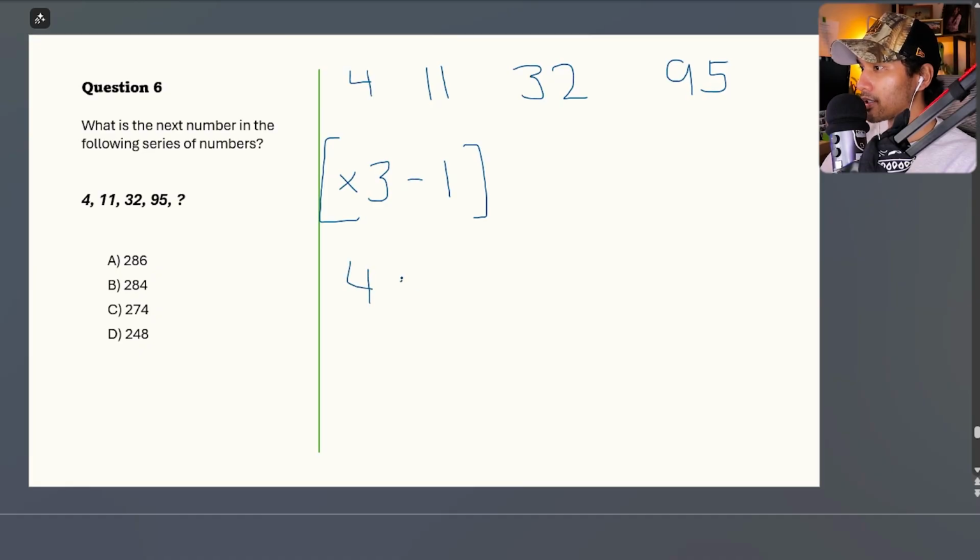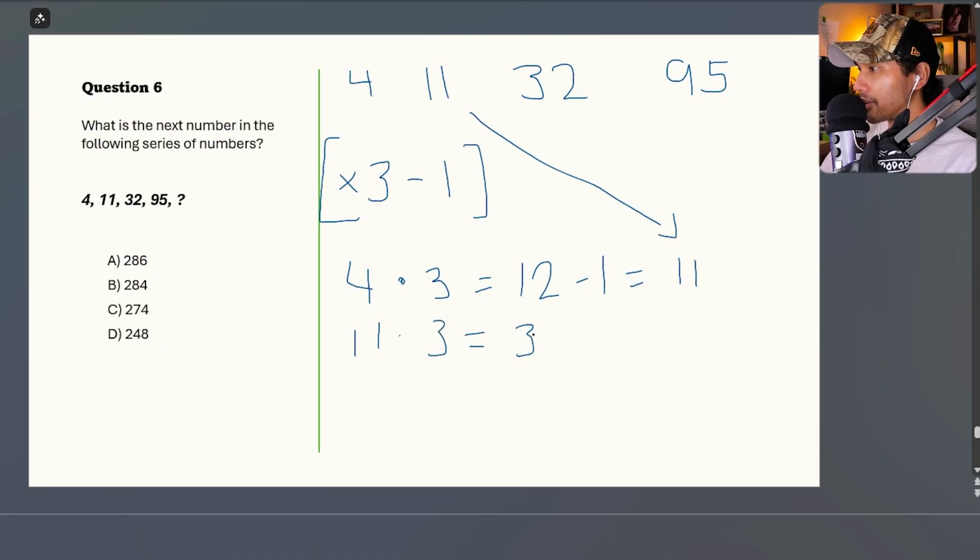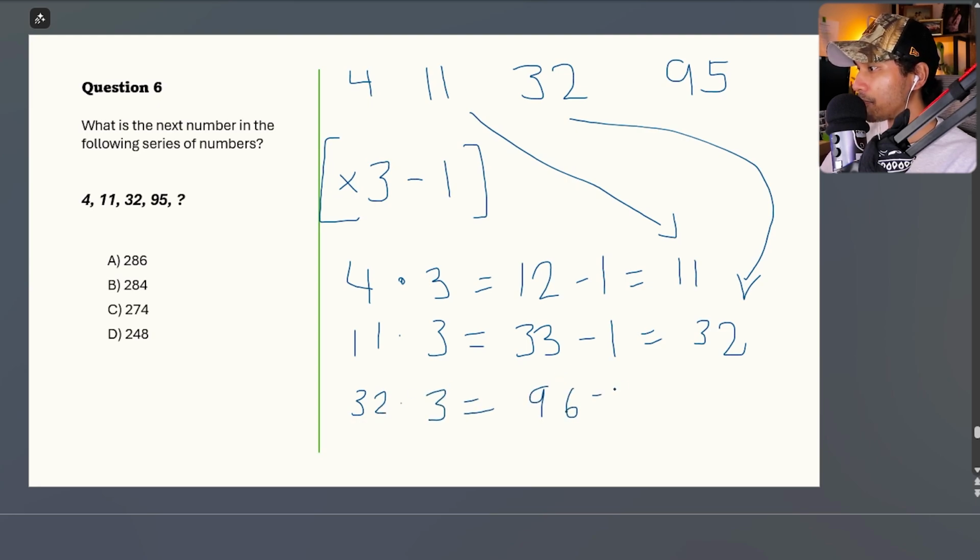4 times 3 equals 12 minus 1 equals 11. That checks out. Let's do it again. 11 times 3 equals 33 minus 1 equals 32. This checks out. Last one. 32 times 3 equals 96 minus 1 equals 95. That checks out.